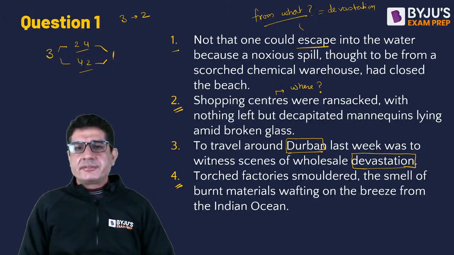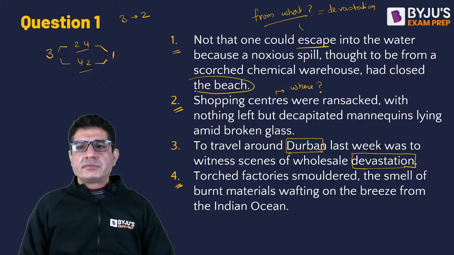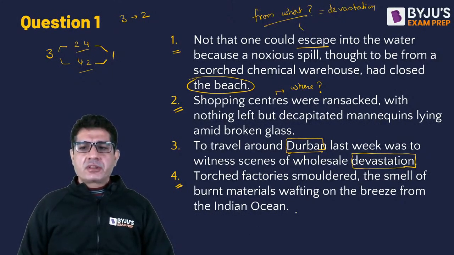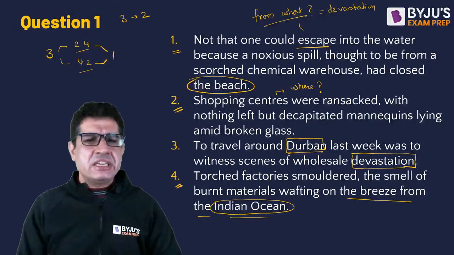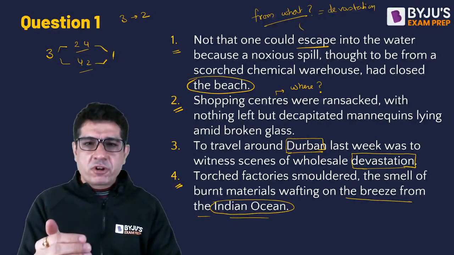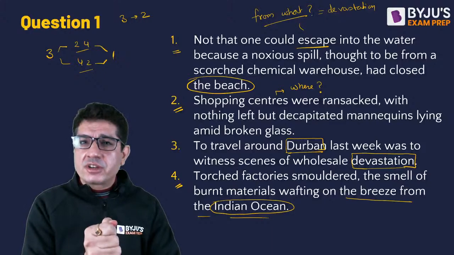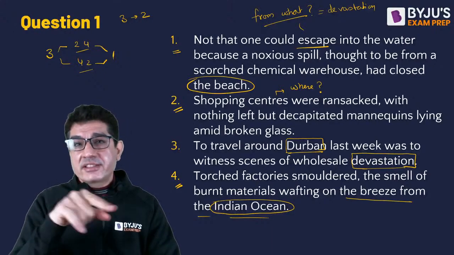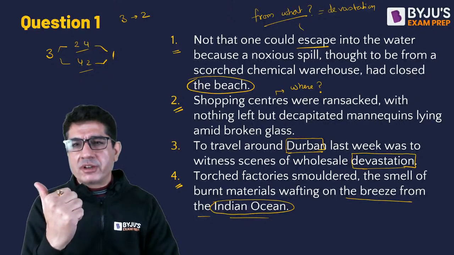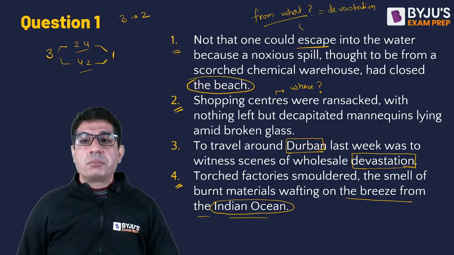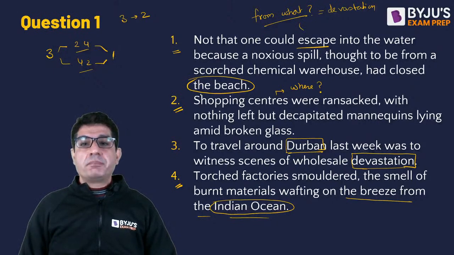Why? Look at 1. 1 is talking about the beach, and look at 4th. On the breeze from the Indian Ocean, a sea, an ocean is what is going to have a beach. So fourth is better before first because fourth talks about smell wafting on the breeze from the Indian Ocean. And then you may wonder that, oh, can I escape this devastation by going to the water of that ocean? But then first says that you can't do that either because even the beach is closed. Water has a noxious spill.